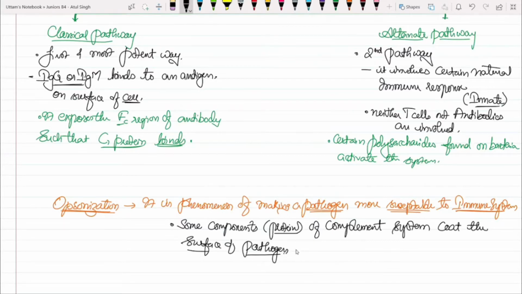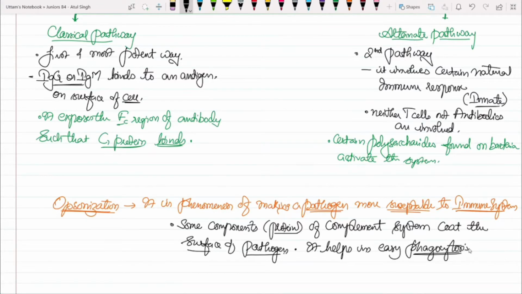Because of this, what happens? This will be easily phagocytized. It helps in easy phagocytosis. So easily it could be identified and phagocytosis will be done. So we can say that the pathogens are becoming more vulnerable, right, because of the opsonization process. I hope you got this point now.